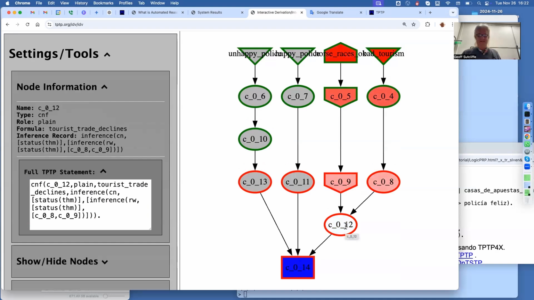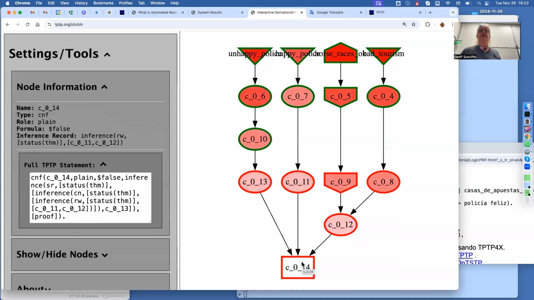All right. And then it does another inference. And this bottom one here is the contradiction. It says we have reached the contradiction. Okay, so you sort of got that roughly.